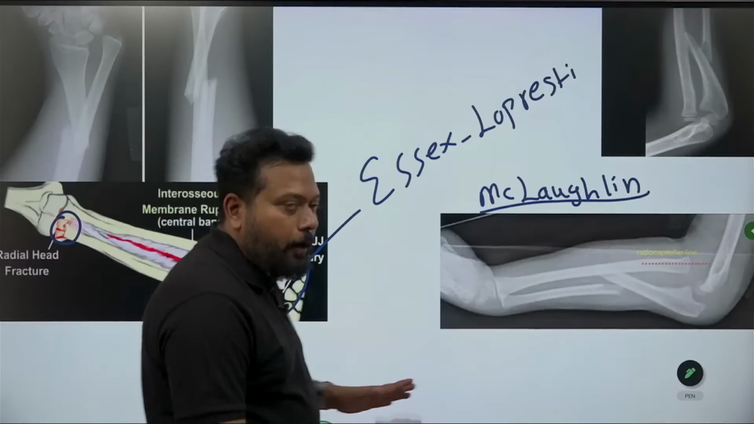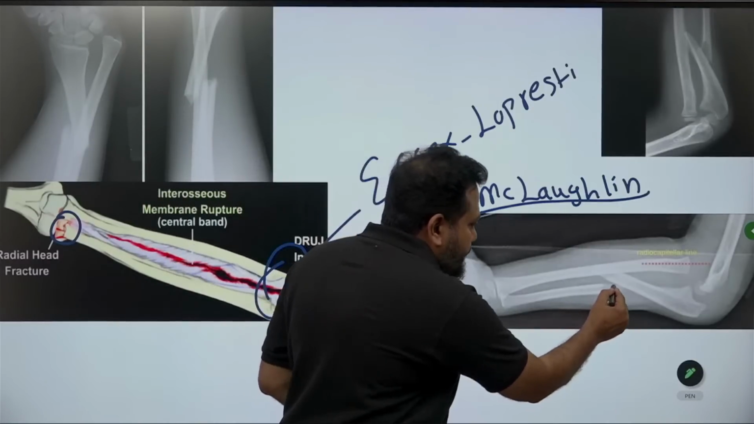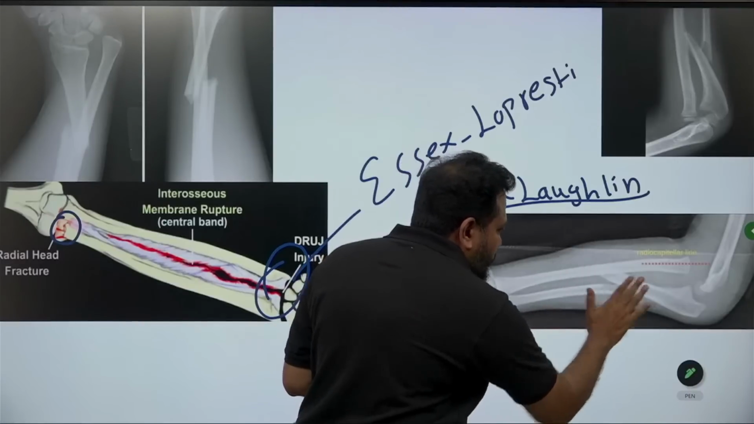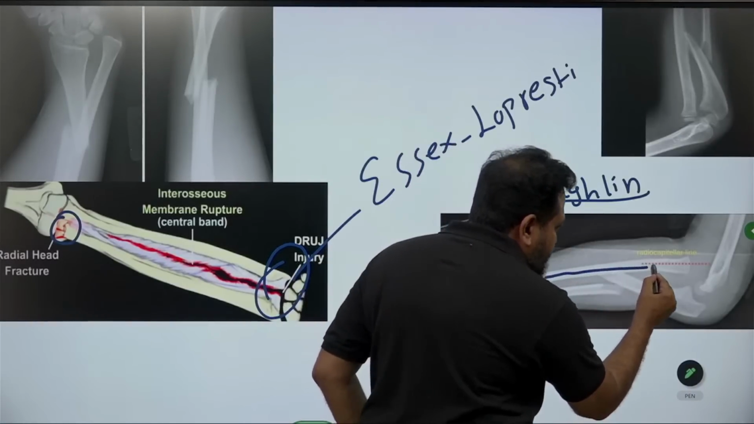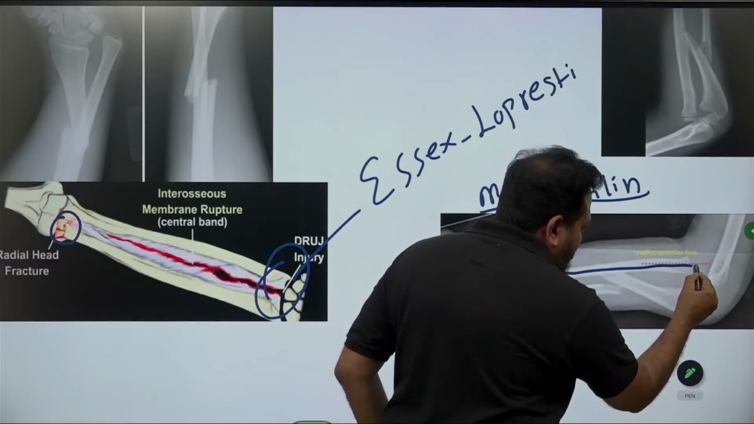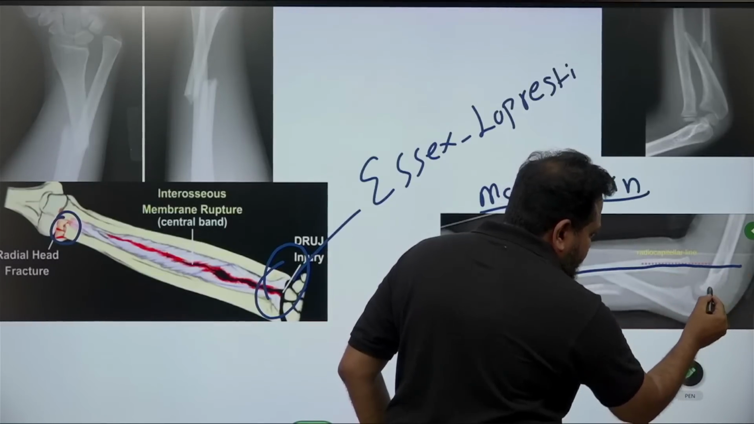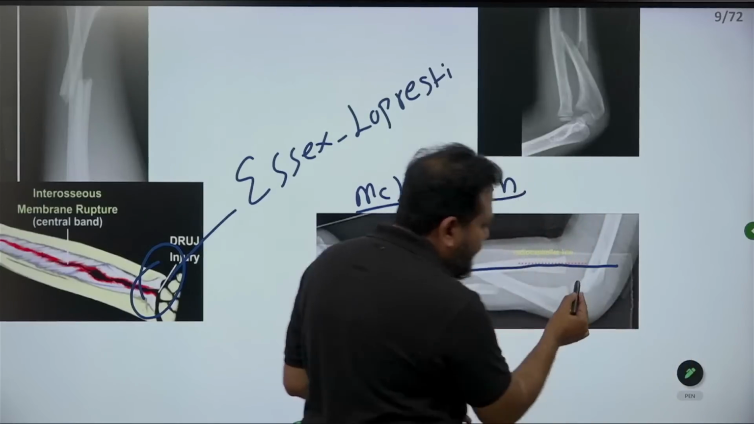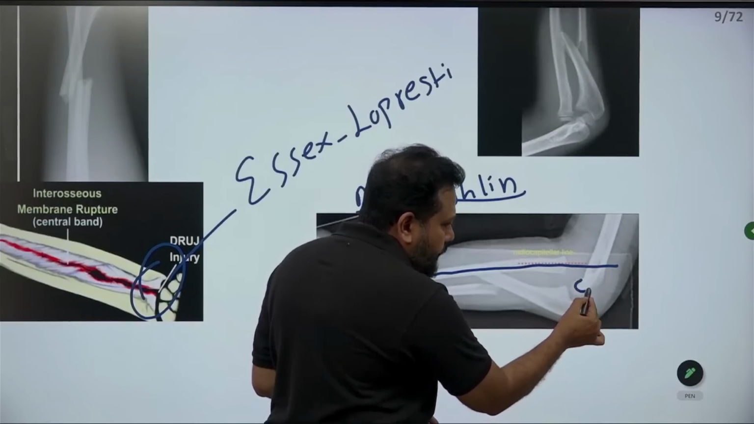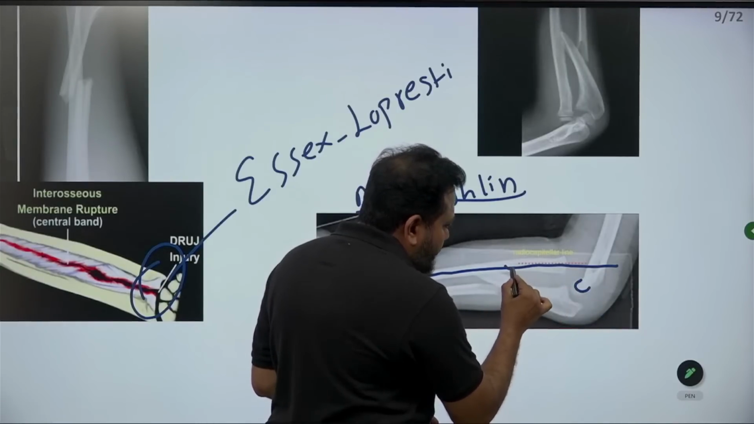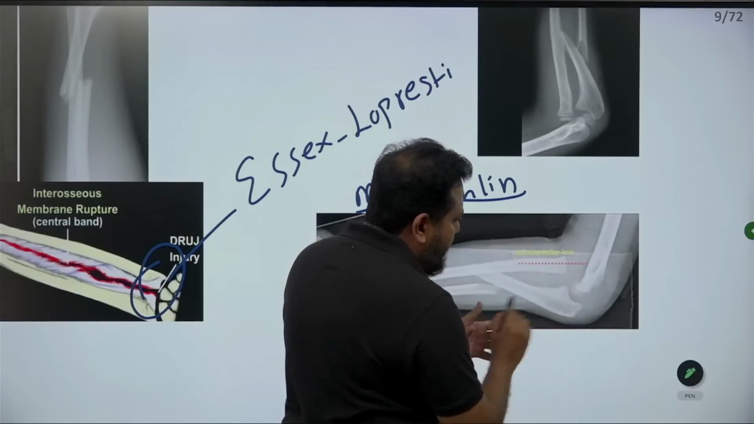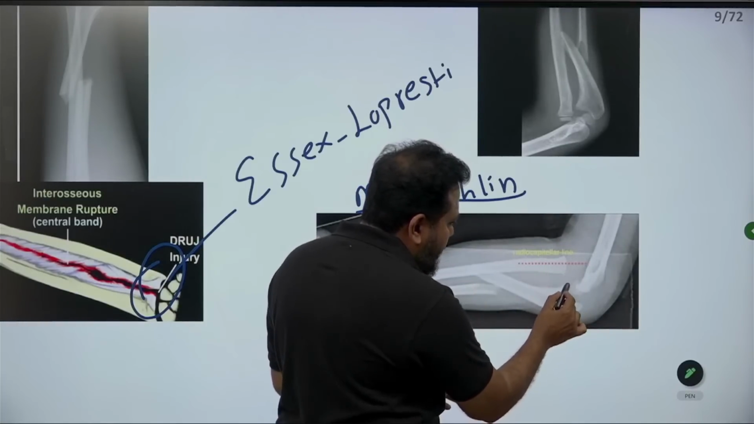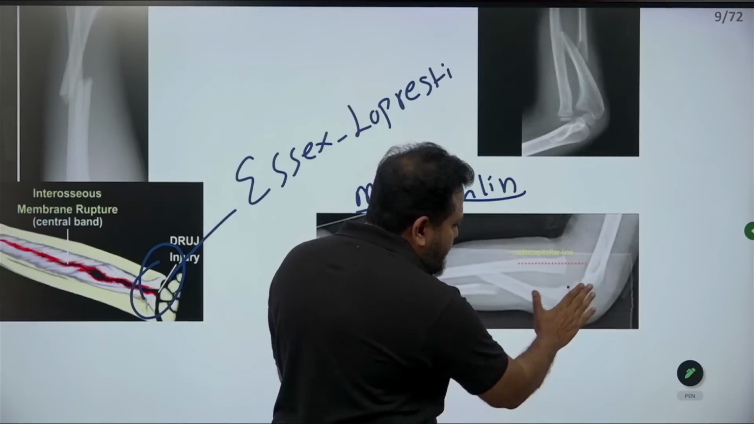We all know fracture happens here in the ulna. You draw a line in the mid shaft of the radius like this. It should go and cut the capitulum. Capitulum is here. This line normally should go and cut the capitulum. If it is a radial head subluxation, radial head should be here. Radial head is subluxated here.